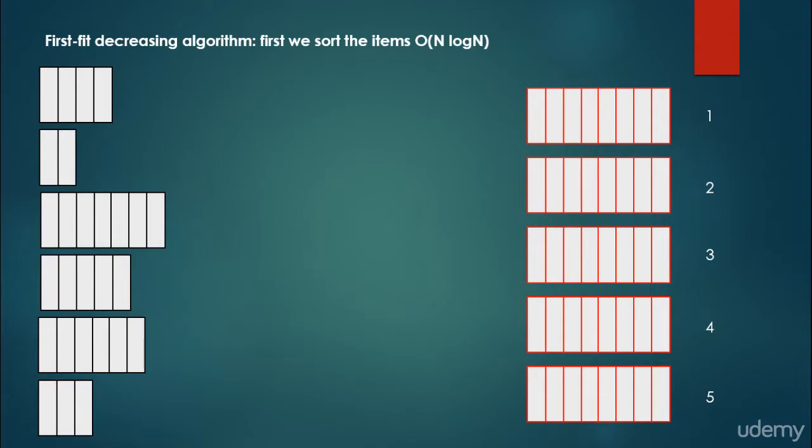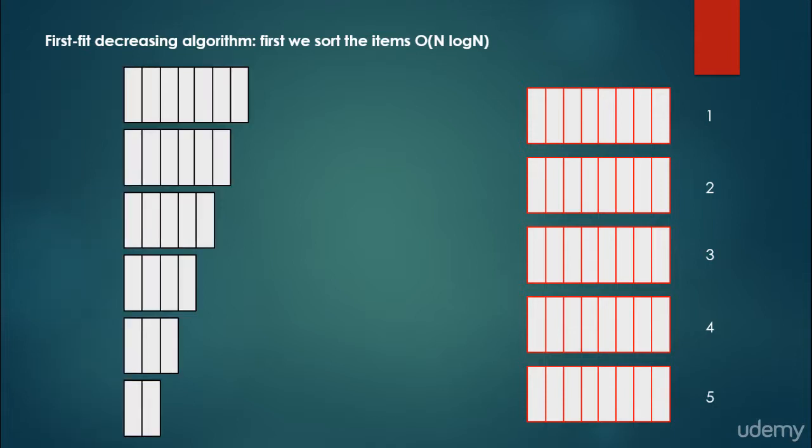As we have discussed earlier, we have to sort the items, and we can do it with the help of quicksort or merge sort in n log n time complexity. This is the so-called linearithmic time complexity. So first we sort it in a decreasing manner, and we try to put the biggest item into the first bin. And we come to the conclusion that, okay, it is feasible. So we put it into the first bin.